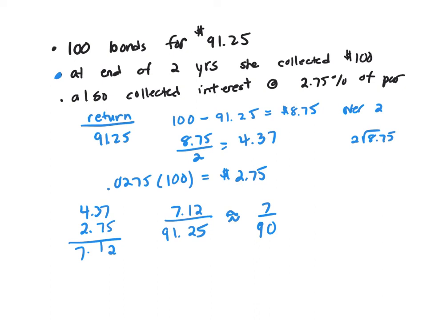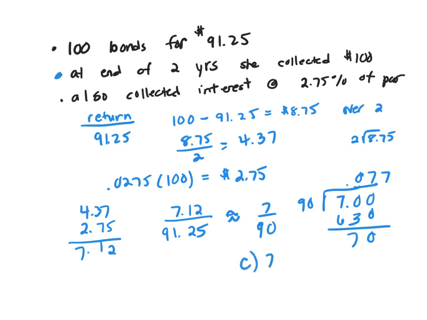So when you do that division, that is 7 divided by 90. There's my decimal, and that's going to give me a 0, and that's going to be a 7, and that's going to be a 7 again. So 0.077, and this is going to keep on going. So that's C, 7.8%.